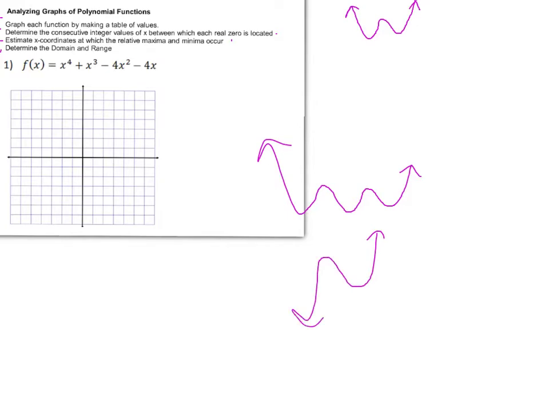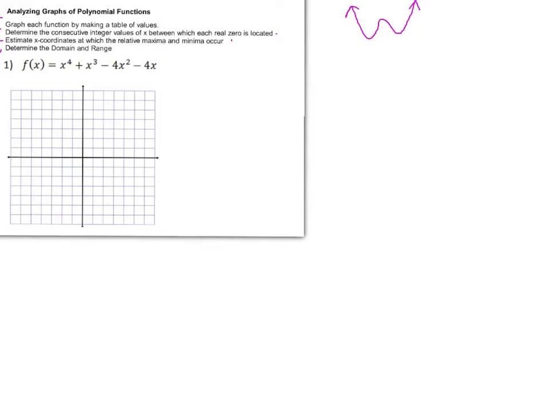Alright, so you're going to be taking a look at that to determine what the graph should look like at the end. This way, when you're making the table of values, you'll know when to stop. So we are going to make the table of values.